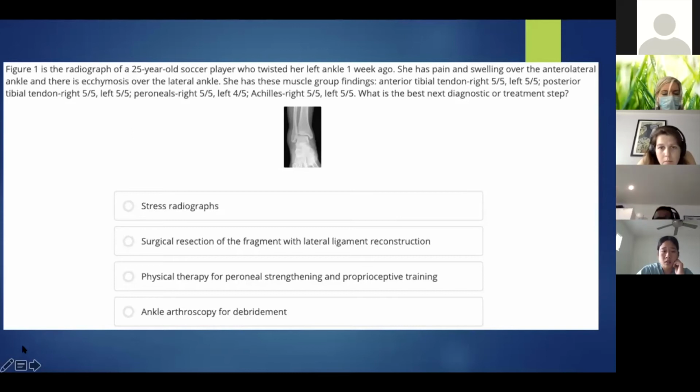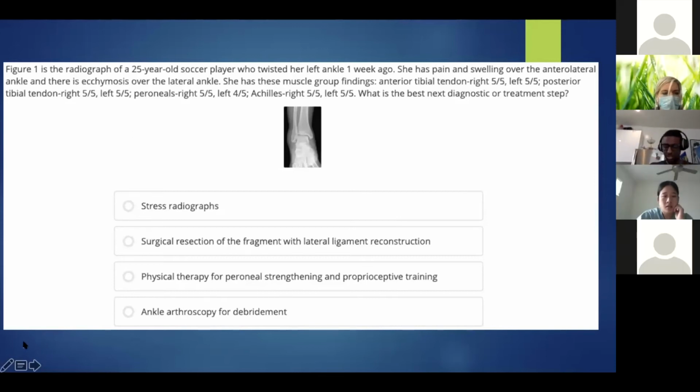Sounds good. Figure 1 is a radiograph of a 25-year-old soccer player who twisted her ankle 1 week ago. She has pain and swelling of the anterior lateral ankle, and there's ecchymosis of the lateral ankle. She has these muscle group findings: anterior tibial tendon right 5/5, left 5/5, posterior tibial tendon right is 5/5, left is 5/5, peroneals right 5/5, left 4/5, Achilles 5/5 on both sides. What is the next best diagnostic or treatment step?